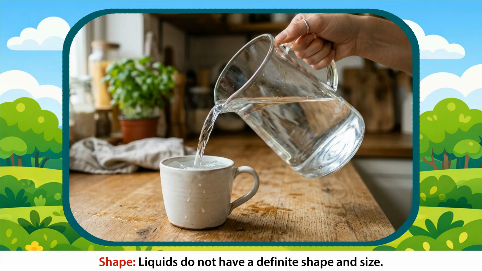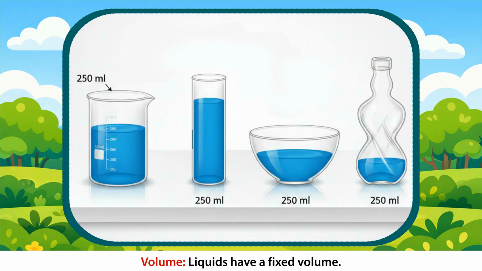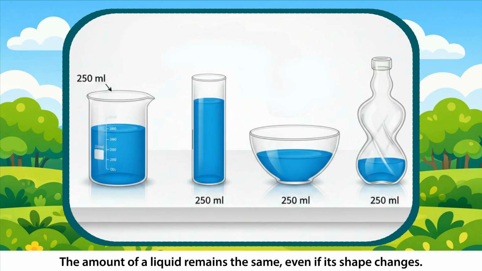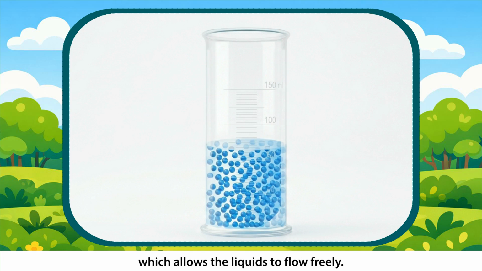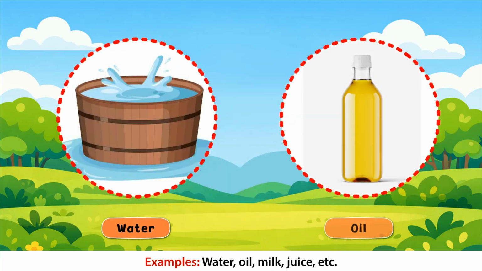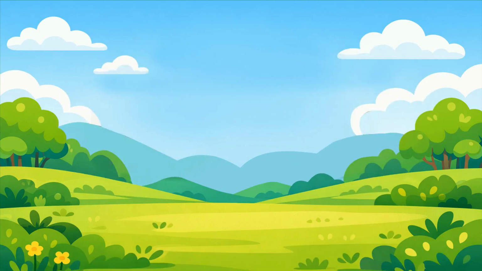Liquids. Shape. Liquids do not have a definite shape and size. They take the shape of the container in which they are kept. Volume. Liquids have a fixed volume. The amount of a liquid remains the same even if its shape changes. Particles. The particles in liquids are less tightly packed than in solids, which allows the liquids to flow freely. Examples: water, oil, milk, juice, etc.